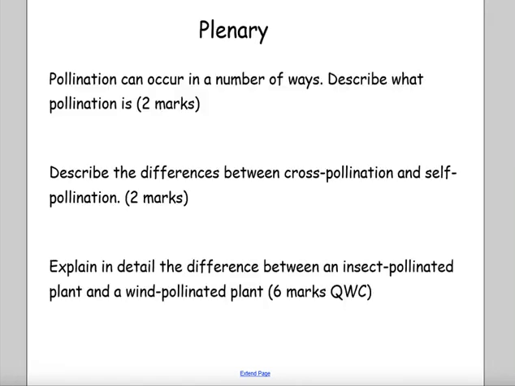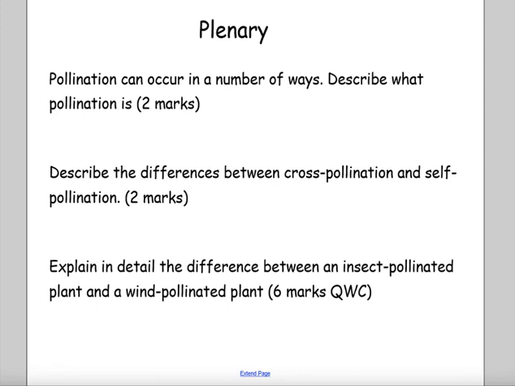To finish off then, have a go at answering these 3 questions. So they start off a little bit easier and then get harder, the last one being a 6-mark one. QWC, looking for the quality of your written communication. So can you answer that question in full sentences?